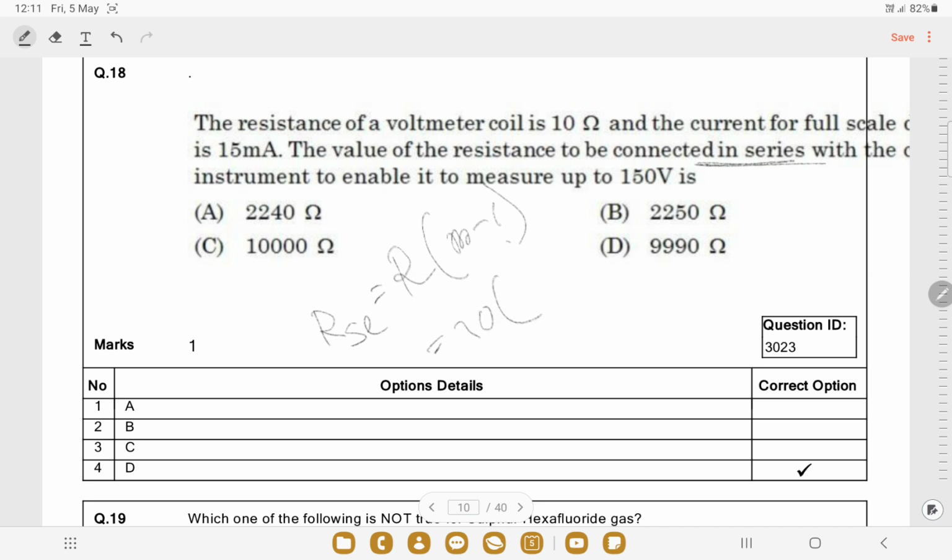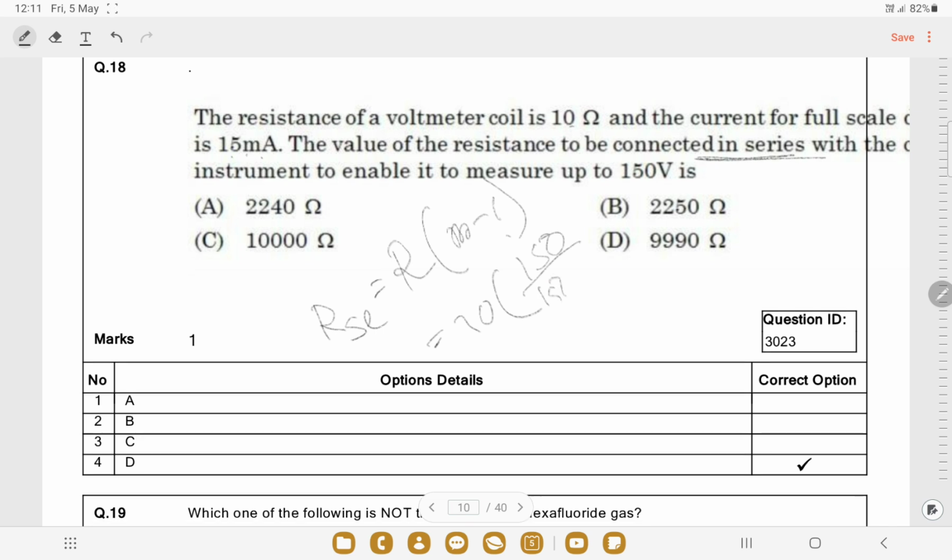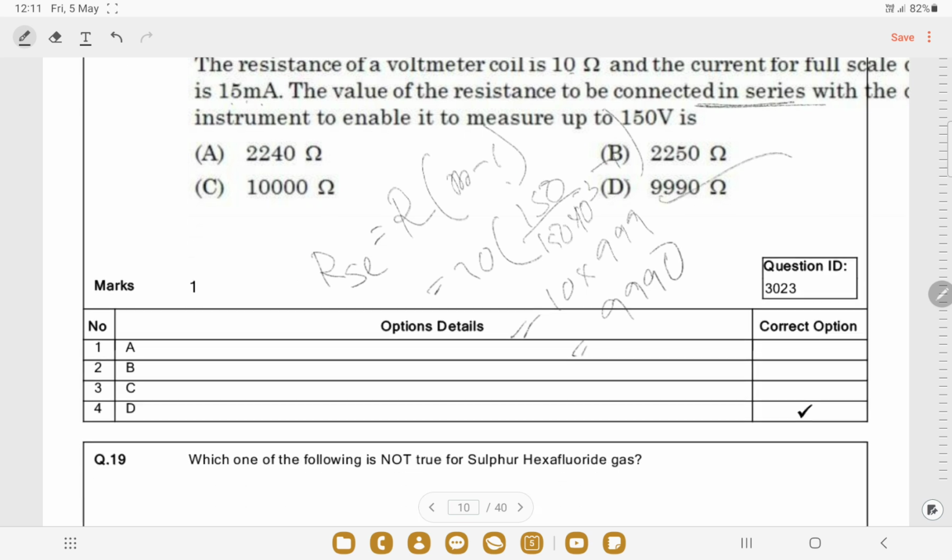So what will be M? M will be the voltage, it is given here 150, and we have the total voltage, it is given earlier, is 10 into 15 milliampere. So it will be 150 into 10 to the power minus 3 minus 1. If we solve it, we'll get 10 into 999. So the answer will be 9990. So from the options we can see option D is the correct one.